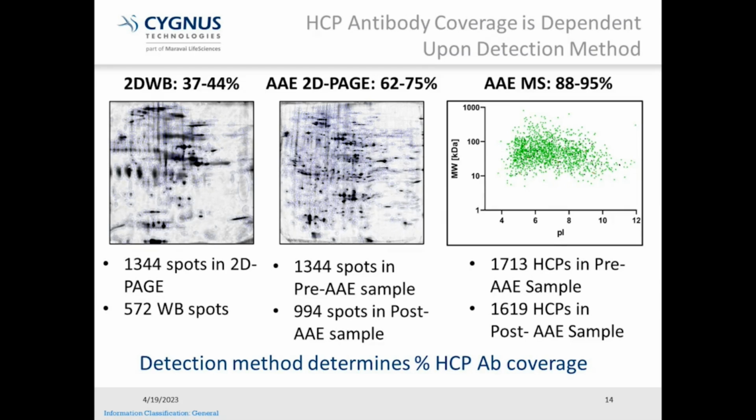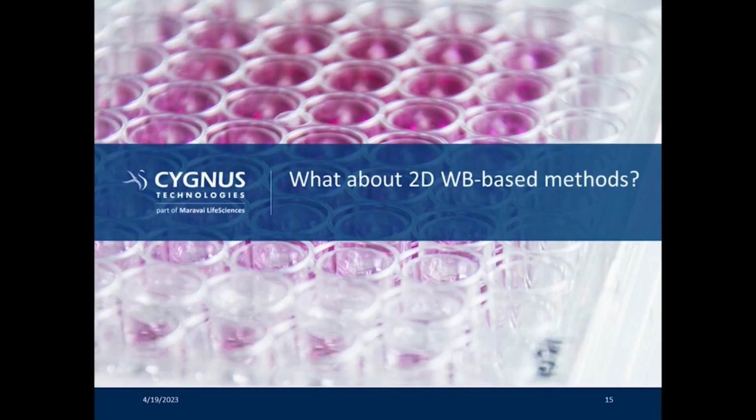Furthermore, in AEMS, we see the highest coverage range represented, and we can identify even more pre-AAE proteins and a higher number of post-AAE proteins. AEMS is a highly sensitive detection method for determining ELISA antibody coverage. This shows that for the same antibody, the coverage percentage is highly dependent upon the methodology used to assess the coverage. Next, I will talk about using 2D Western blot methods to assess antibody coverage.